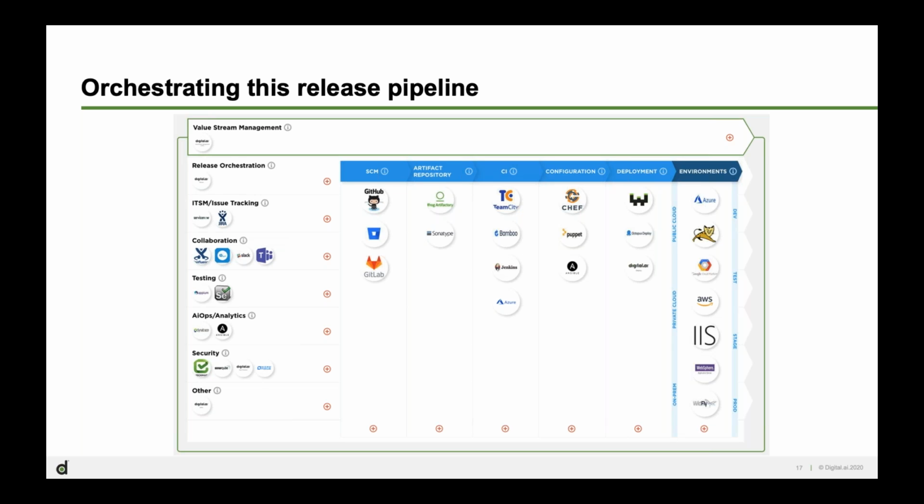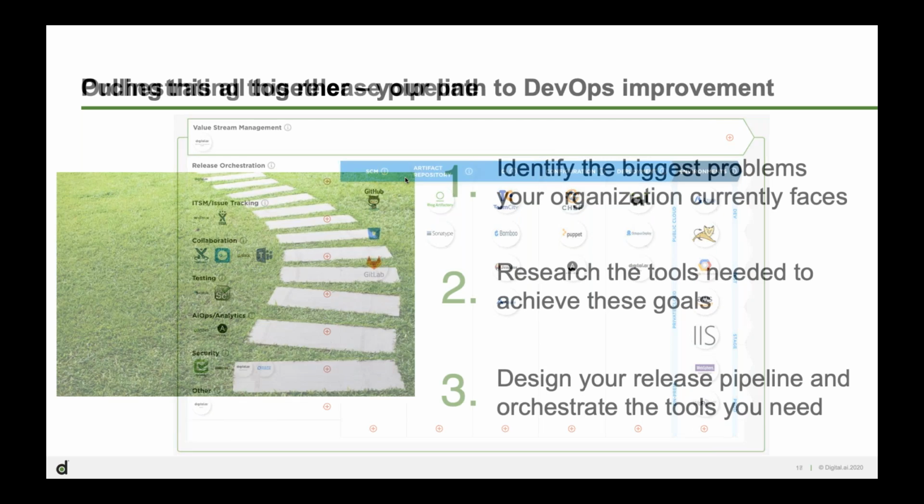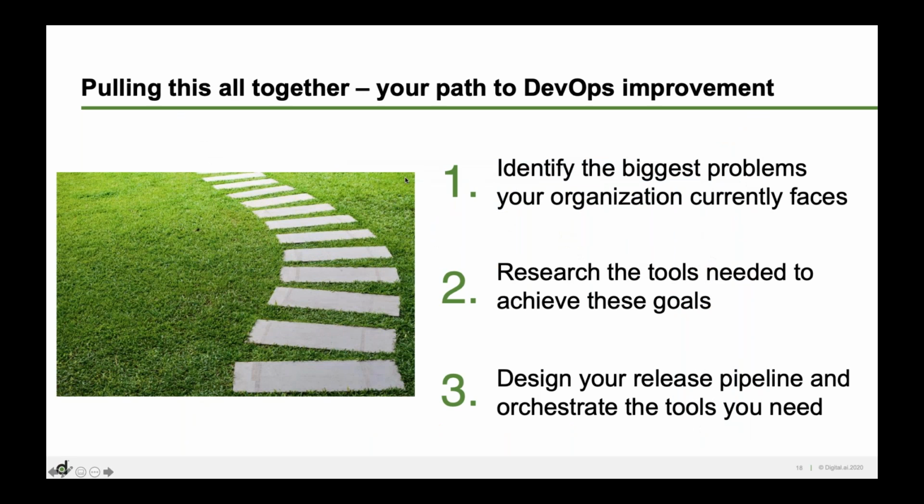You can create this own picture here and then use a tool such as Digital.ai release to actually make it into something that does release your software into production. So pulling this all together, essentially you have your path to DevOps improvement.